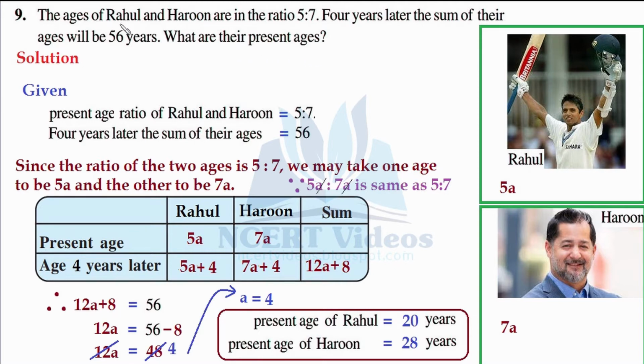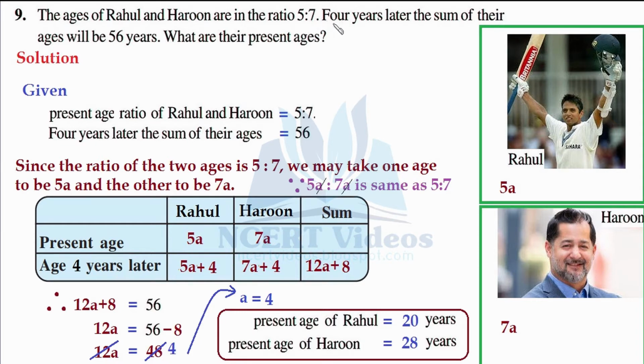First of all, let's try to understand the problem. So we have two individuals, namely Rahul and Harun. This one is Rahul and this is Harun. The question says the present ages of Rahul and Harun are in the ratio of 5:7. Obviously, the concept of ratio says that there will be some factor which will ultimately tell us about their present ages, and we have to just find that factor.